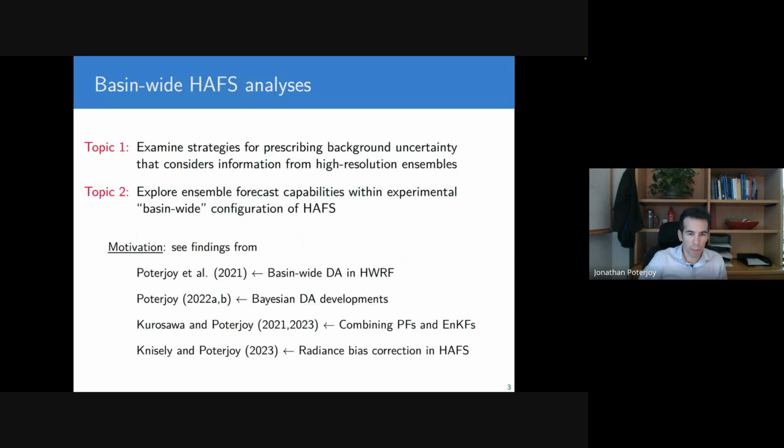And so in short, for the UMD side, our contributions are built on some past work that focuses on performing nonstop basin-wide data assimilation first for the HWRF model and then for HAFS, as well as bringing in new DA techniques that focus on things such as bringing some non-Gaussian data assimilation capabilities through particle filters into ensemble DA frameworks.